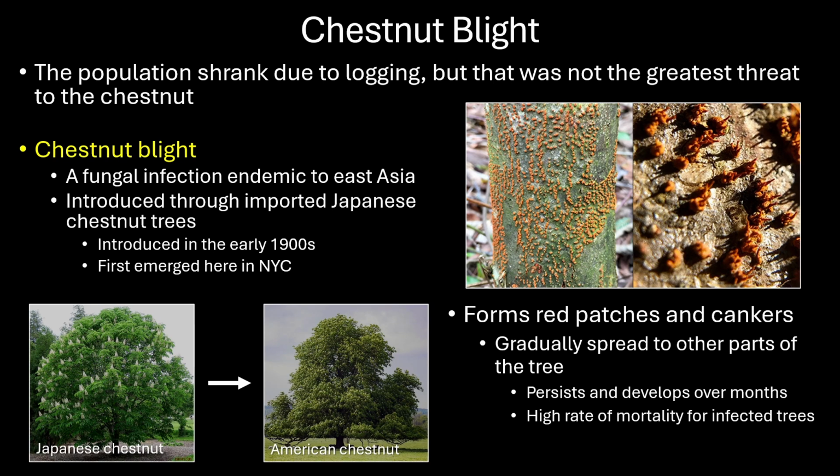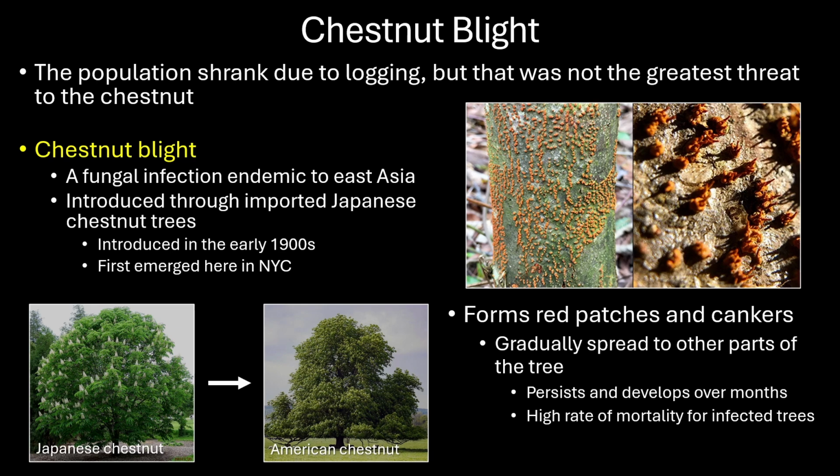A fungal disease called chestnut blight was introduced to America. Now, this fungus is endemic, or native, to East Asia, and it was introduced through imported Japanese chestnut trees. It was first introduced in New York City in the 1900s. It was brought to the New York Botanical Garden, and from there, the pathogen escaped to attack other chestnut trees in the environment.